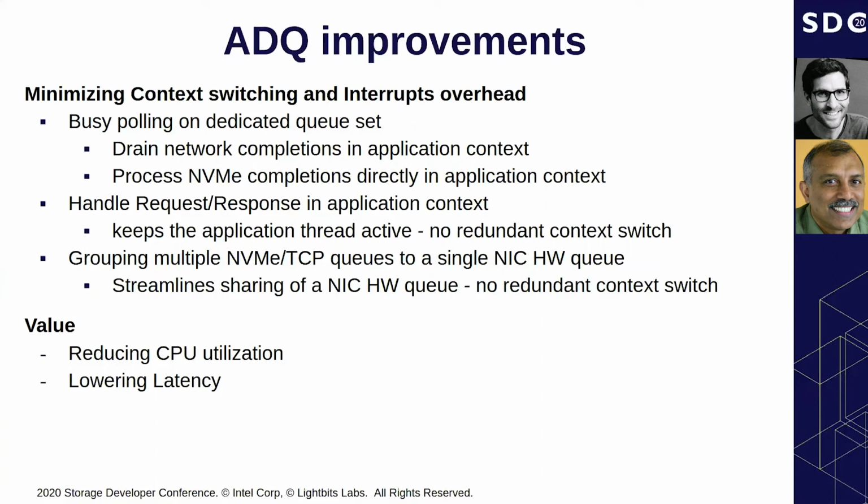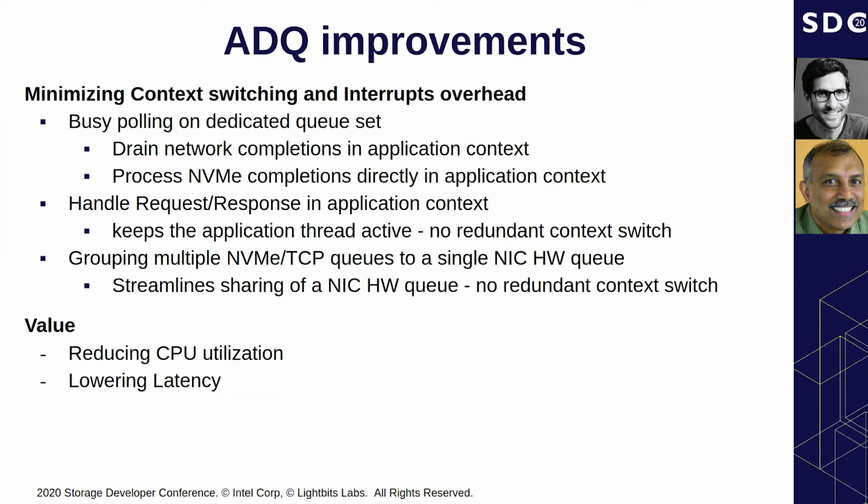So when you busy poll on a dedicated queue set, you have the ability to drain your network completions in the context of the application, in this case, the NVMe over TCP. You can also process completions directly in application context because you're polling the queues. The poll goes all the way down to the NIC queues, you're pulling the data from the NIC queues, and it comes back all the way. And so the requests and the responses can be serviced in the context of the same application without undergoing context switches. So that's the second bullet, where we handle request response also in application context.